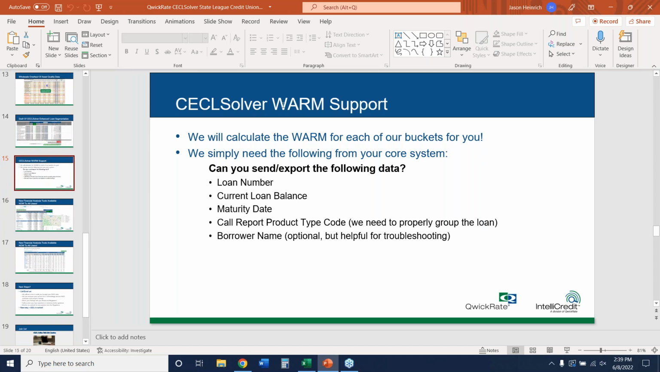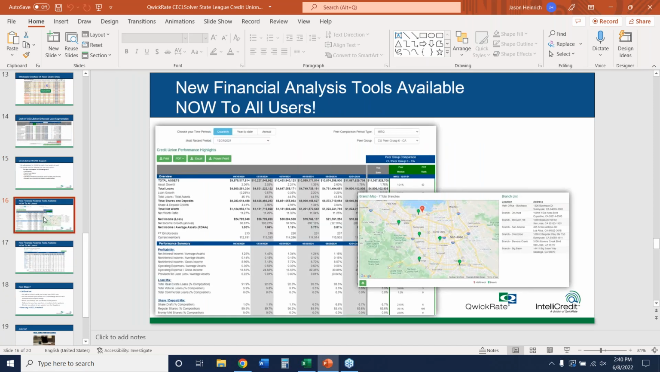The first thing I would do is just start thinking about this form. Is that something you have? Is that something you can get? Now, our tool comes with a bunch of new financial analyst information, so you can look up your credit union, other credit unions, and create your own peer groups, compare your assets to theirs, and look at the overall performance of the credit union.